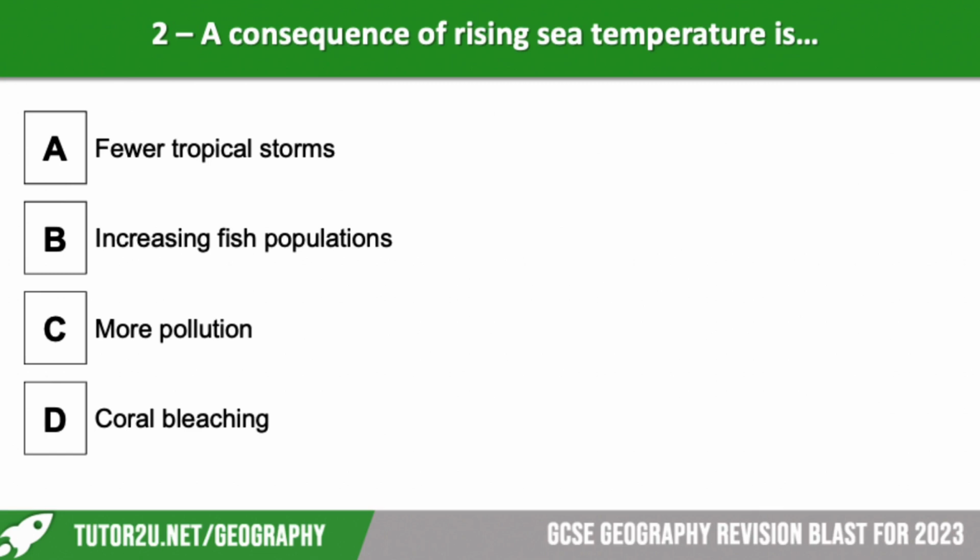Question two. A consequence of rising sea temperature is A, fewer tropical storms, B, increasing fish populations, C, more pollution, D, coral bleaching. What do we think? Let's reveal the answer. It is coral bleaching.